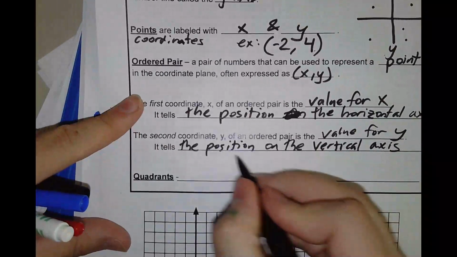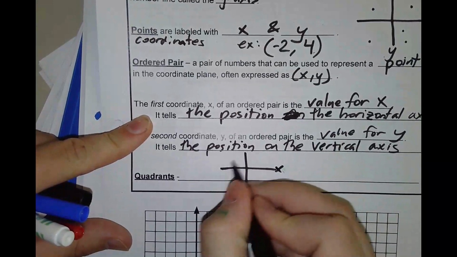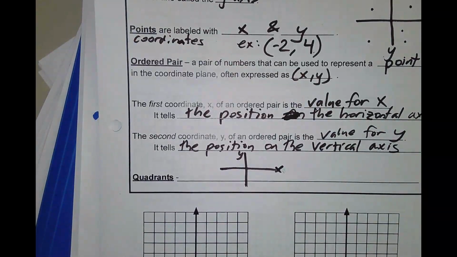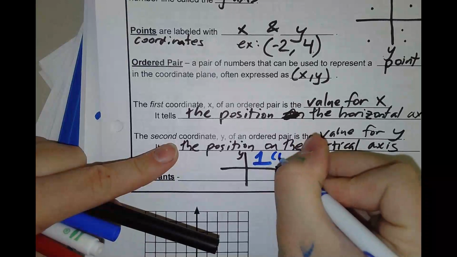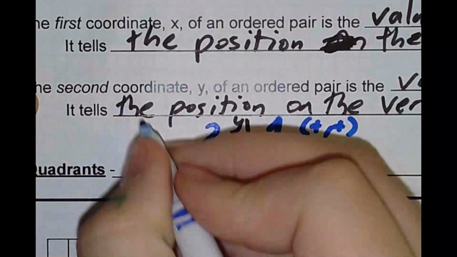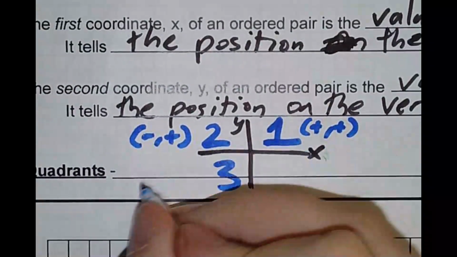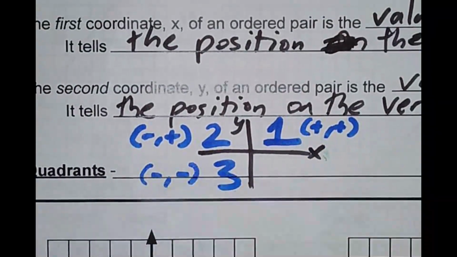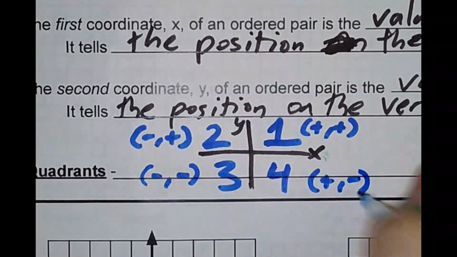And quadrants, there are 4 quadrants. Remember, this is called x and this is called y. So there's 4 quadrants. I will label it in 2 different ways. The first way to label it, write this down, is quadrant 1 is here, where it's positive, positive. Quadrant 3 here, which is negative, negative. And quadrant 4 here, which is positive, negative.